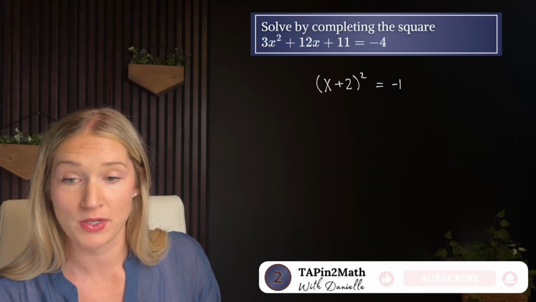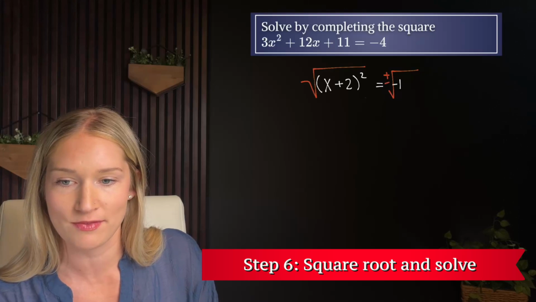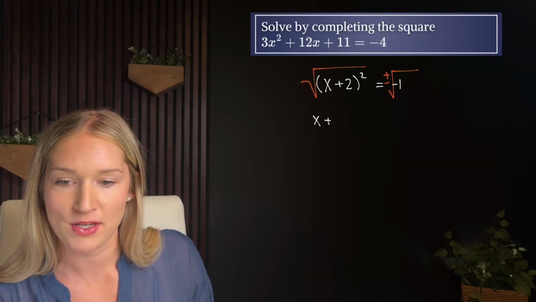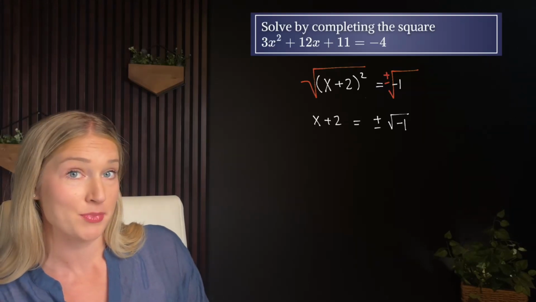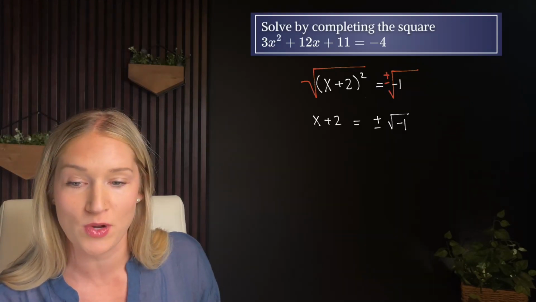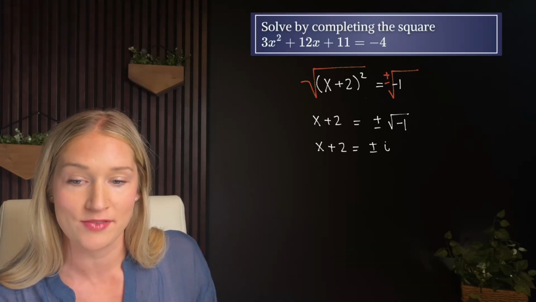I can start by square rooting both sides, and on the right-hand side, I do need the positive and negative options. So I have x plus 2 equals positive or negative square root of negative 1. Now, if you've been working with imaginary numbers, you know that the square root of negative 1 is i. So I'll go ahead and write this as positive or negative i.